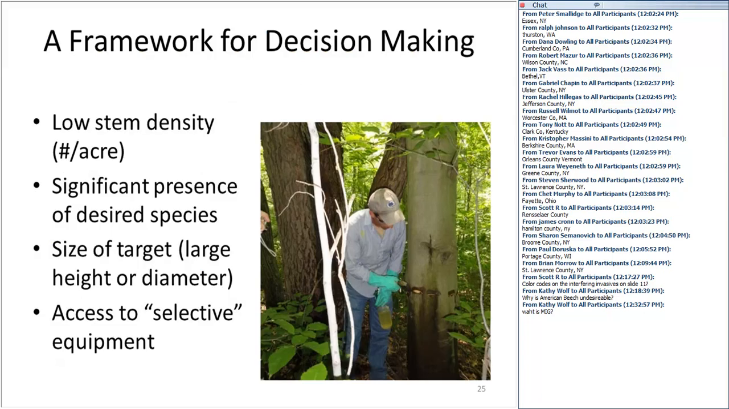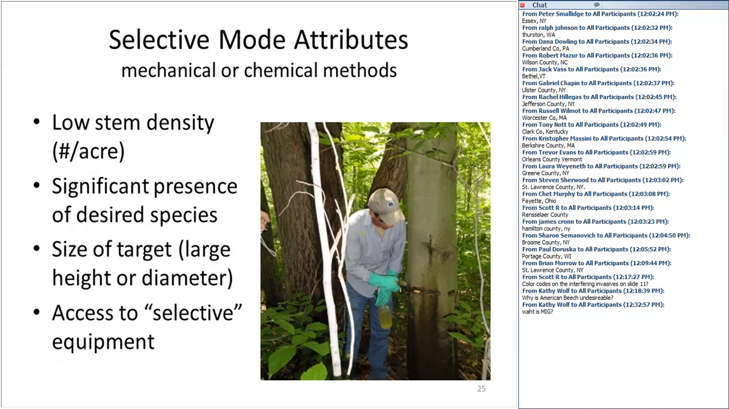Before we get into that, there are some things about selective modes that are worth mentioning. This applies to both mechanical and chemical methods. First of all, selective is going to be most useful where you have a low density of stems, a low number per acre. There's not good research that gives us what that threshold is. Previous research has suggested somewhere around 400 stems per acre is going to be an economic threshold.